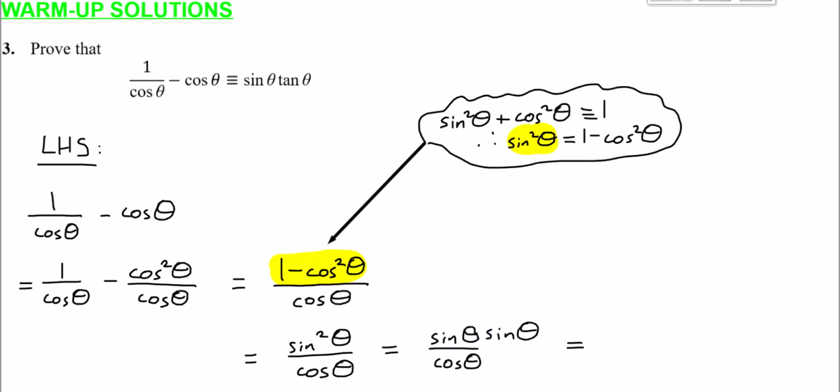And again, we need to remember another trig identity. This one is another big one which you need to know off by heart, and that is that tan theta is sine over cos.